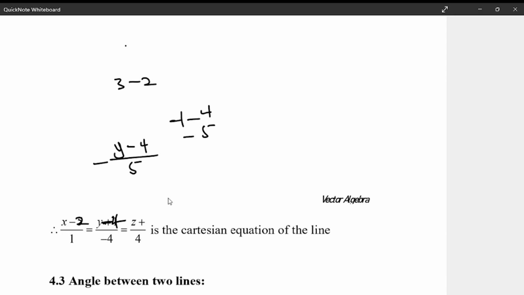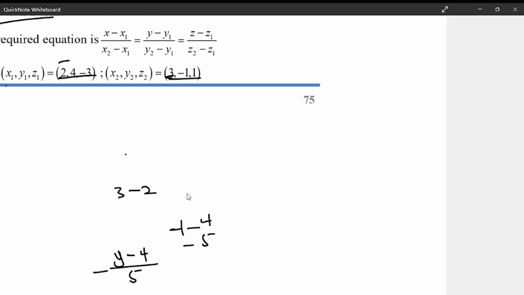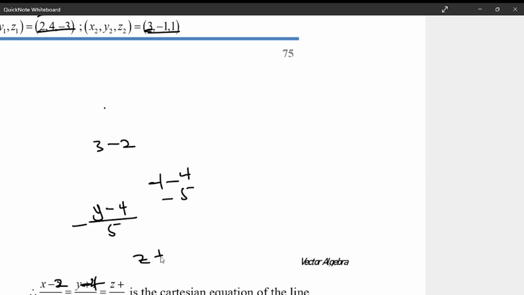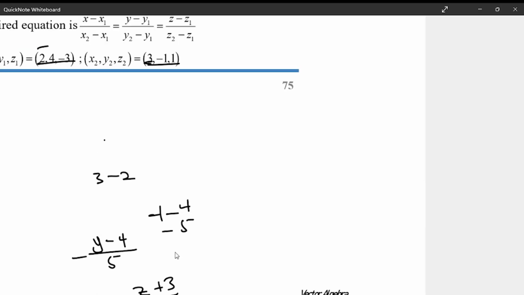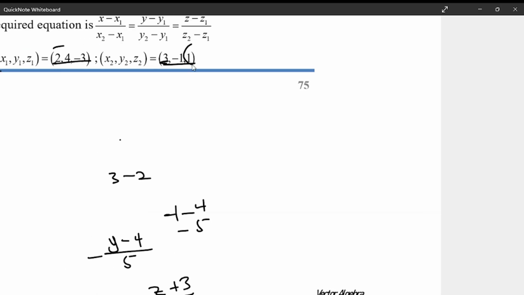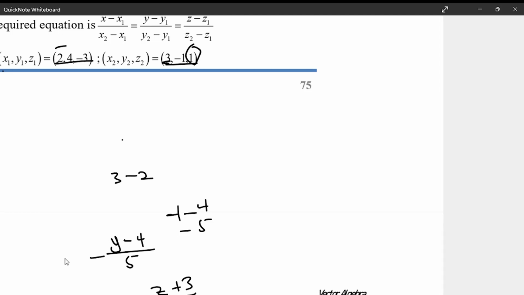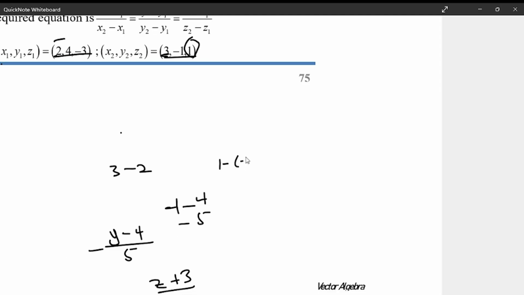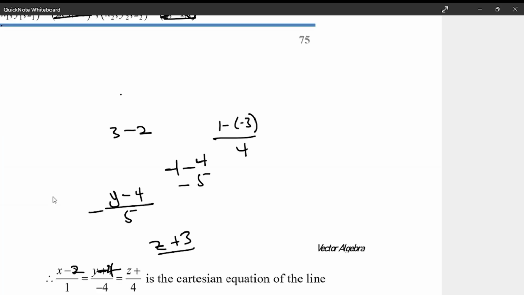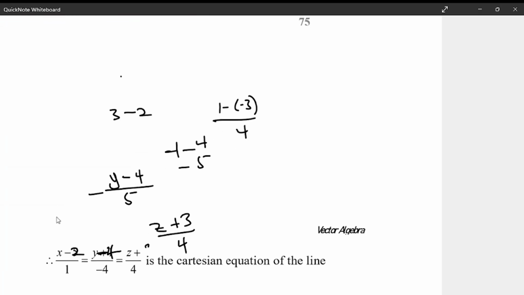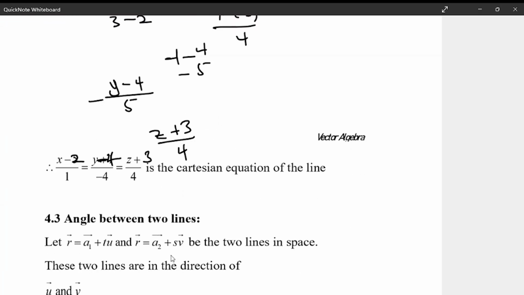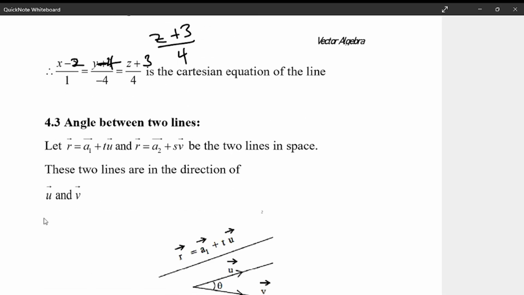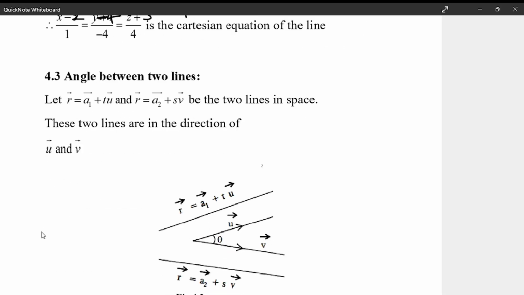And then our z is also z minus z1, and our z1 is negative 3, so it will be positive. Z2 is 1 and z1 is negative 3, so 1 minus negative 3, and that gives us 4. So we are going to have 4. So this is the Cartesian equation of the straight line passing through two given points.